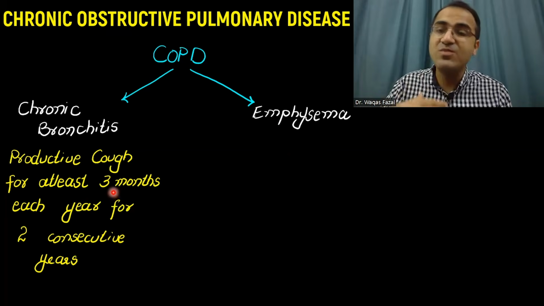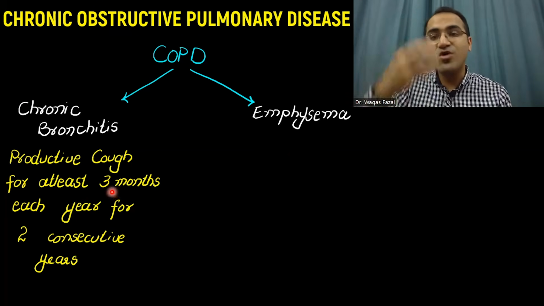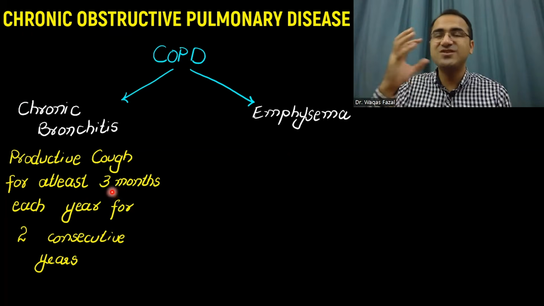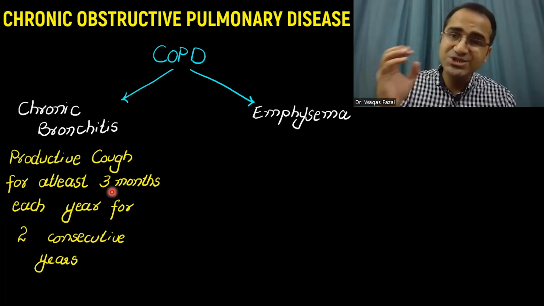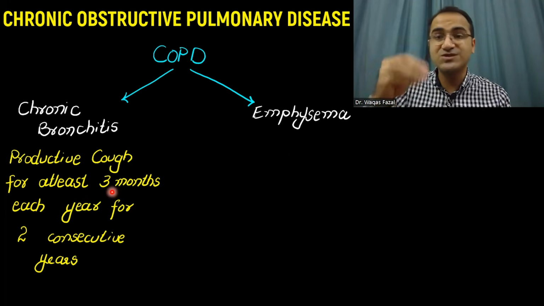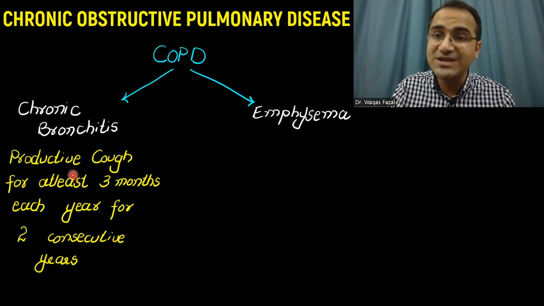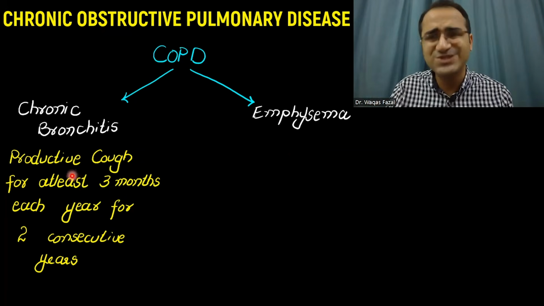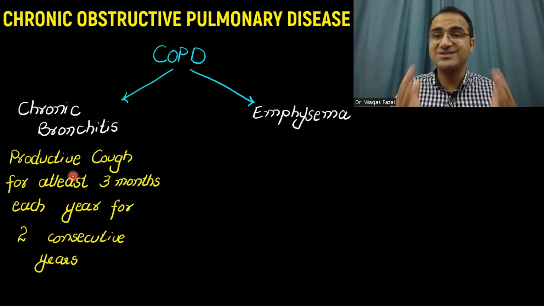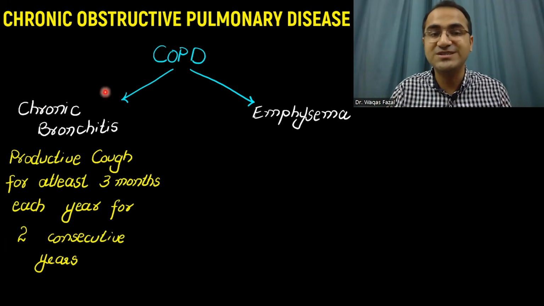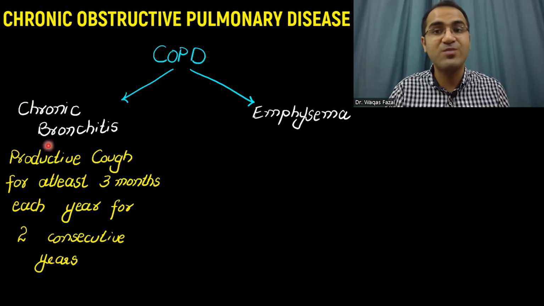There is damage of the bronchi and bronchioles. In the bronchi and bronchioles, there is excessive mucus secretion from the glands. That excessive mucus secretion in the bronchi and bronchioles causes blockage of those bronchi and bronchioles. Blockage of bronchi and bronchioles causes obstruction of the airflow out of the lungs. That is called a chronic obstructive pulmonary disease, and that is the presentation of chronic bronchitis.